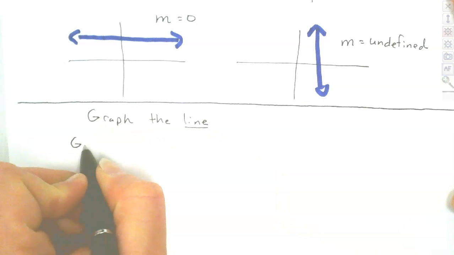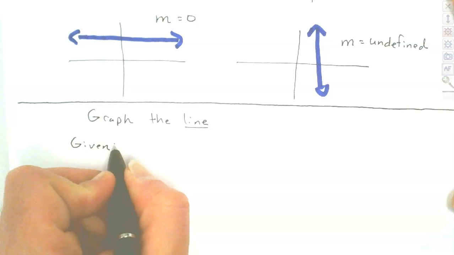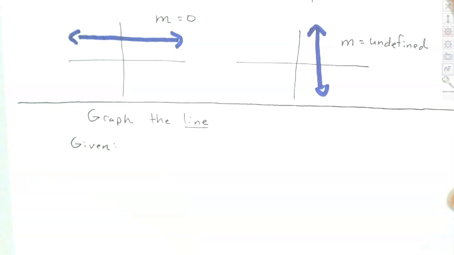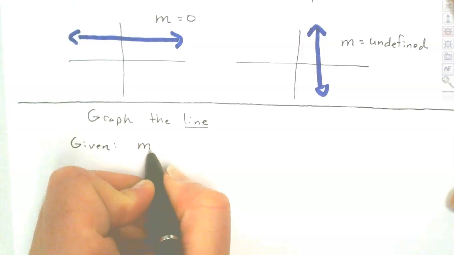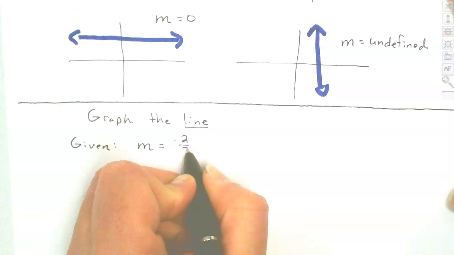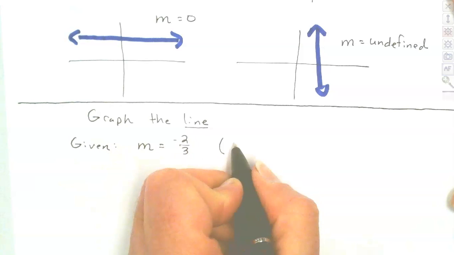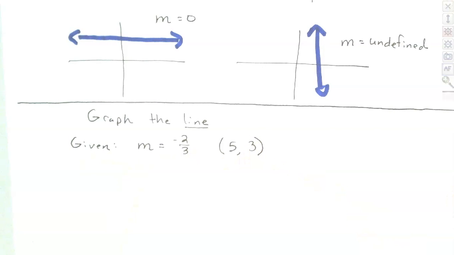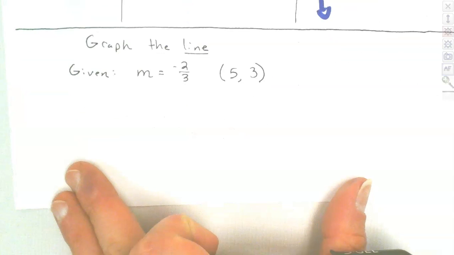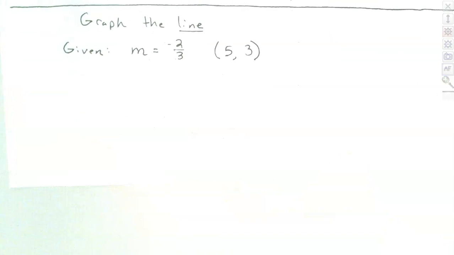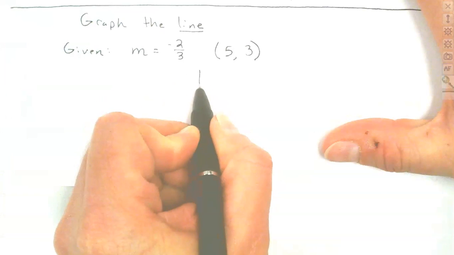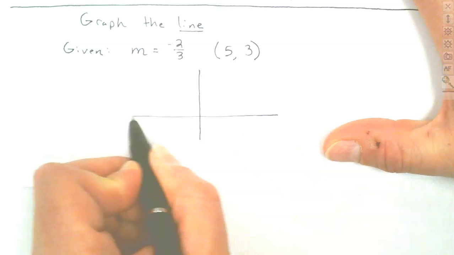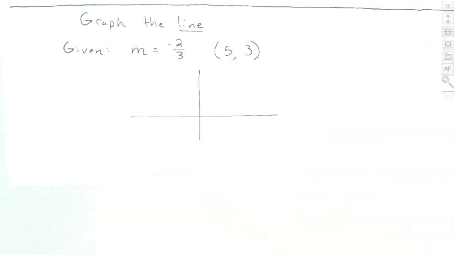So let's go ahead and try to graph this line, and this is a very, very easy section to work through. Let's say you're given a slope of minus 2/3, and you've got that point to start with of 5, 3. So how do we graph a line when we're given a point and a slope? Well, very, very simply, we start by plotting our point. So we find our initial point, which is 5, 3.